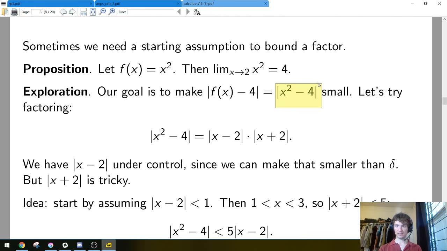So the first thing, I guess this is many steps. I should have broken this up into steps. The first step my brain does is retrieve the definition and then identify the goal that we want to make this thing small. So is that first step clear, or should we discuss that more?